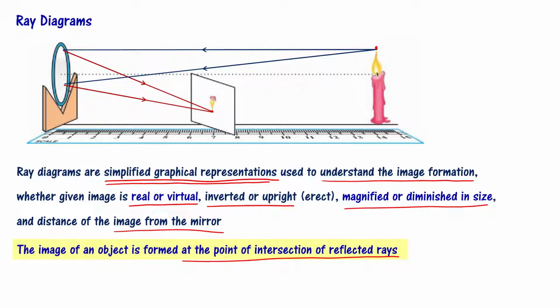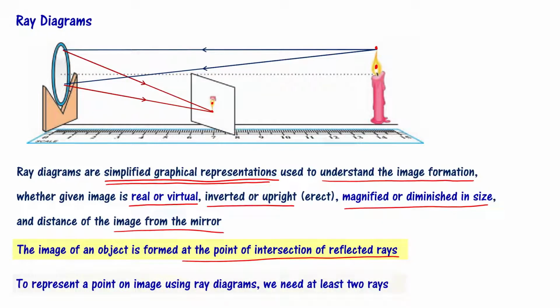2 rays came, see. At least you have to have 2 rays to represent a point on the image. For example, I can take a point from here, right? Suppose I have taken this particular point in the flame. To represent that particular point in the image, I need at least 2 rays. You will understand about that. To represent a point on image using ray diagrams, we need at least 2 rays. Please note this. Okay?